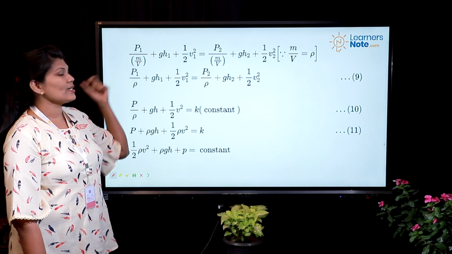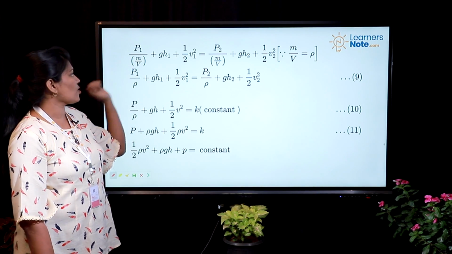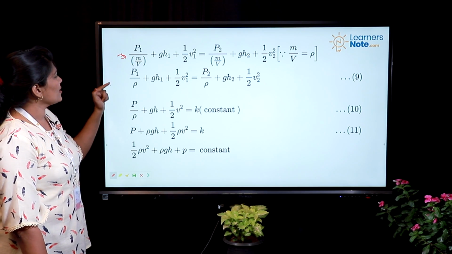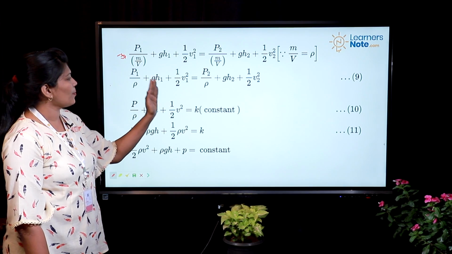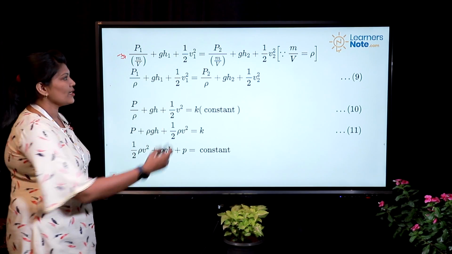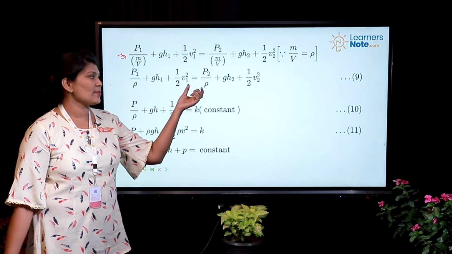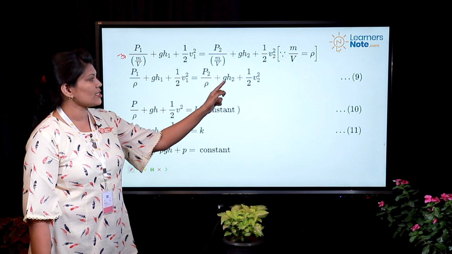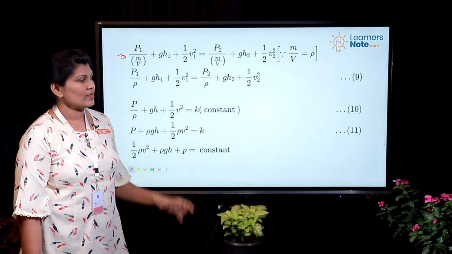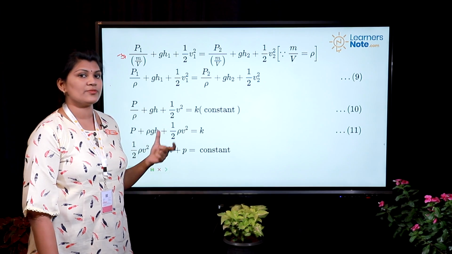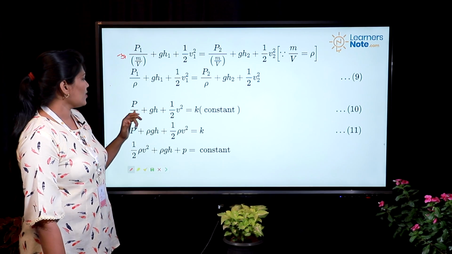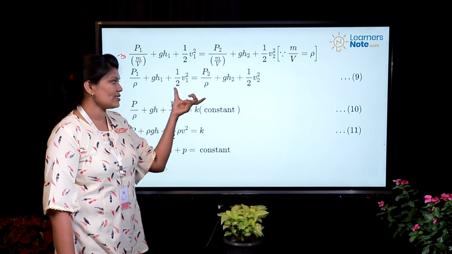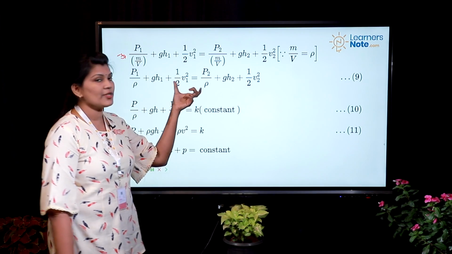Next, we have substituted rho in place of m by v. That is, the equation becomes P1 divided by rho plus gh1 plus half v1 square is equal to P2 by rho plus gh2 plus half v2 square. Then again we are making some rearrangement for getting a better representation. Here we have 1 is equal to 2 is equal to 3, like that. Here we can get a relationship like this. It is a continuity relationship.